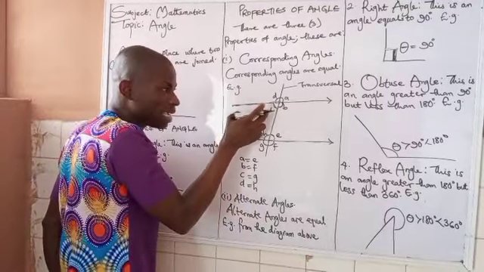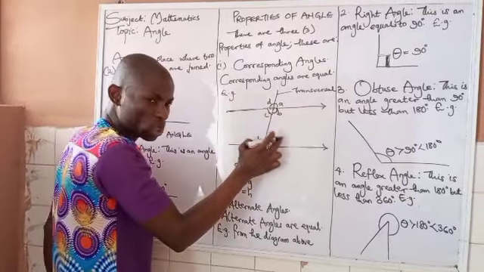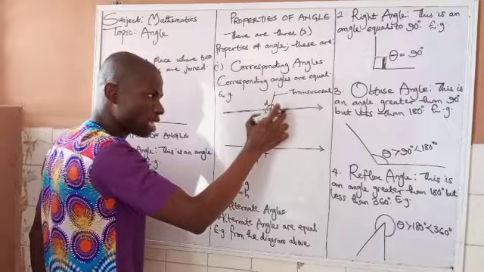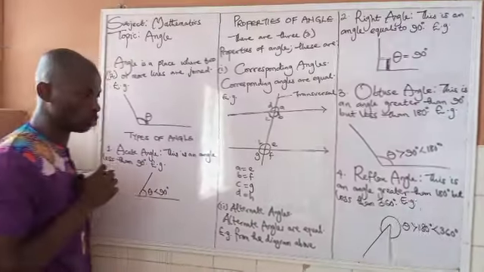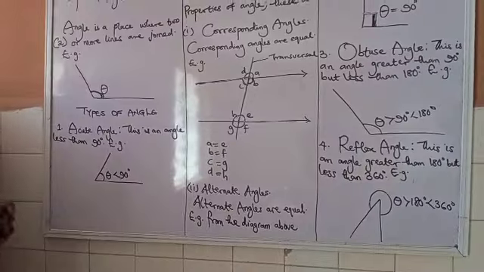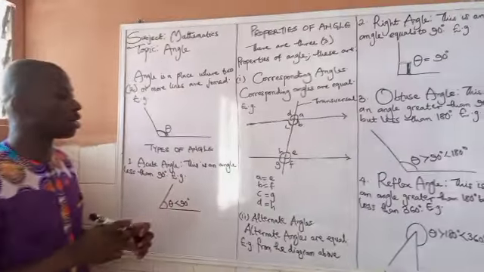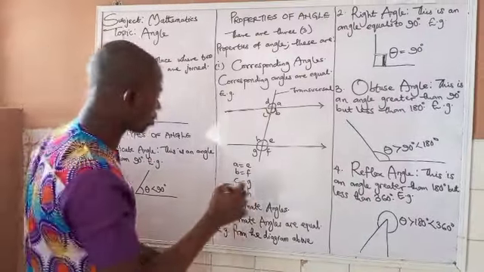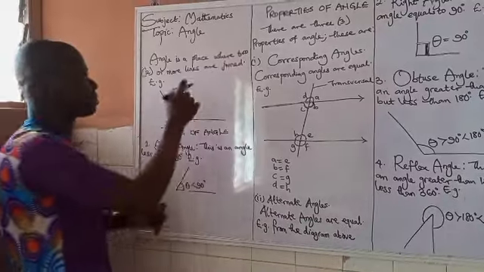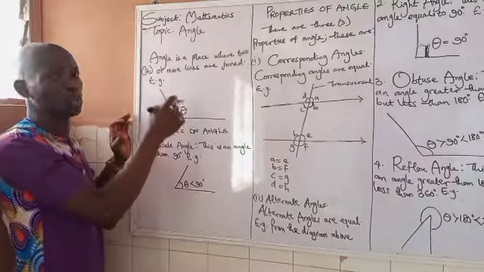Whatever this place is, that's what this place will be. That is what we call alternate angle. Now, from what I've said, if you look at it very well, you will discover that when we talk about alternate, permit me to quickly clean this place.